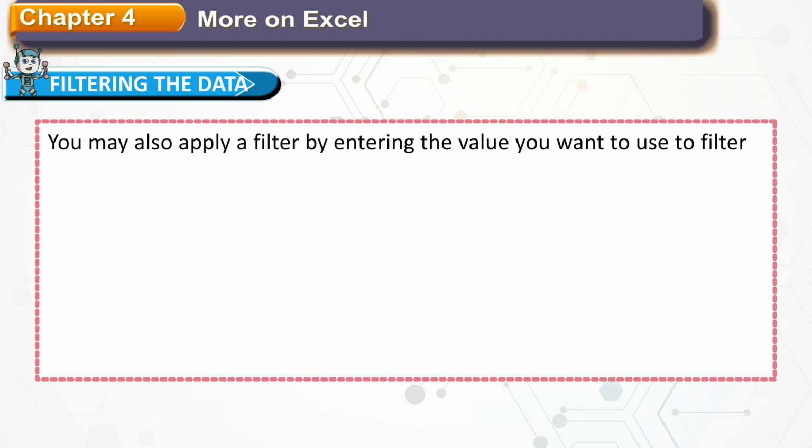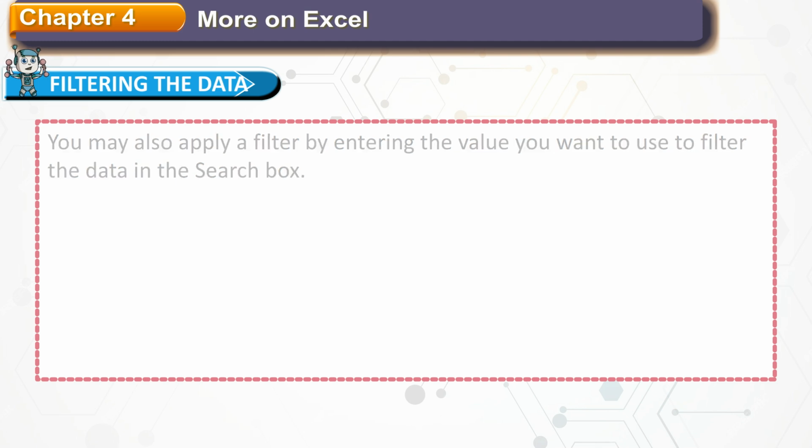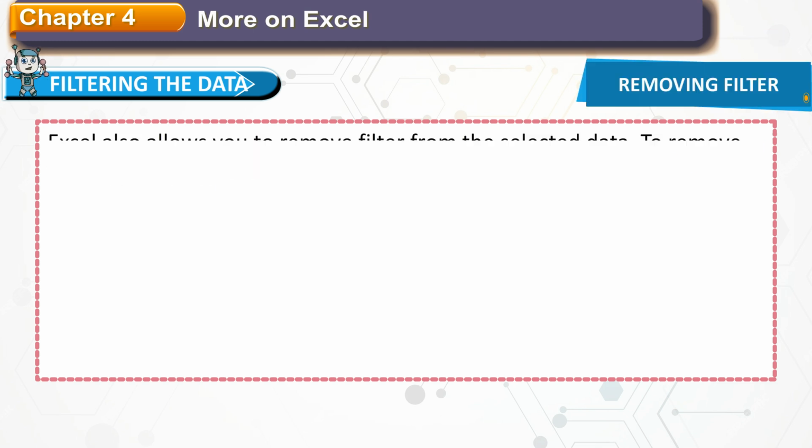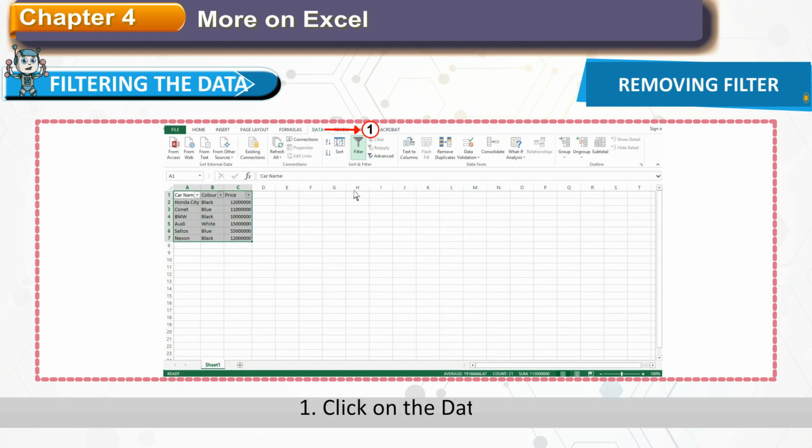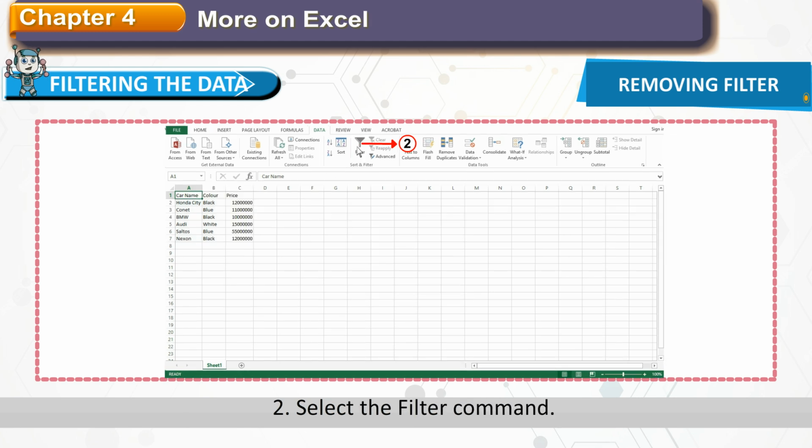You may also apply a filter by entering the value you want to use to filter the data in the search box. Removing filter. Excel also allows you to remove filter from the selected data. To remove filter, follow the given steps. 1. Click on the Data tab. 2. Select the Filter command.